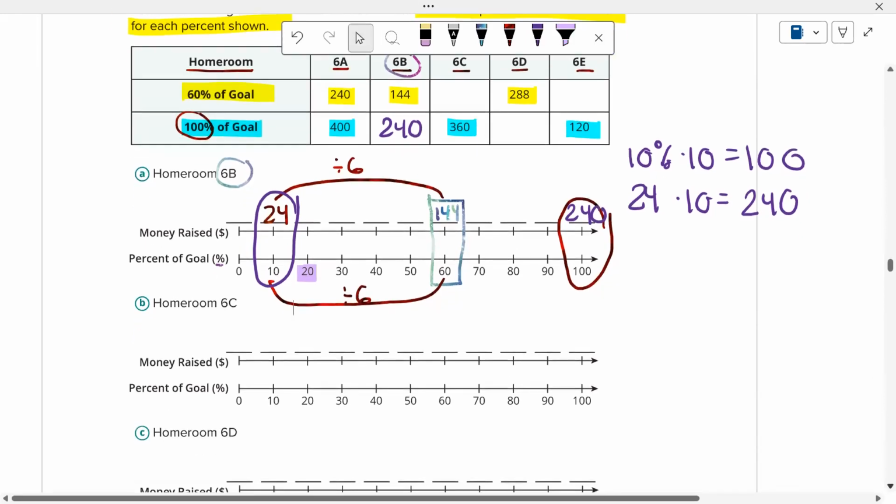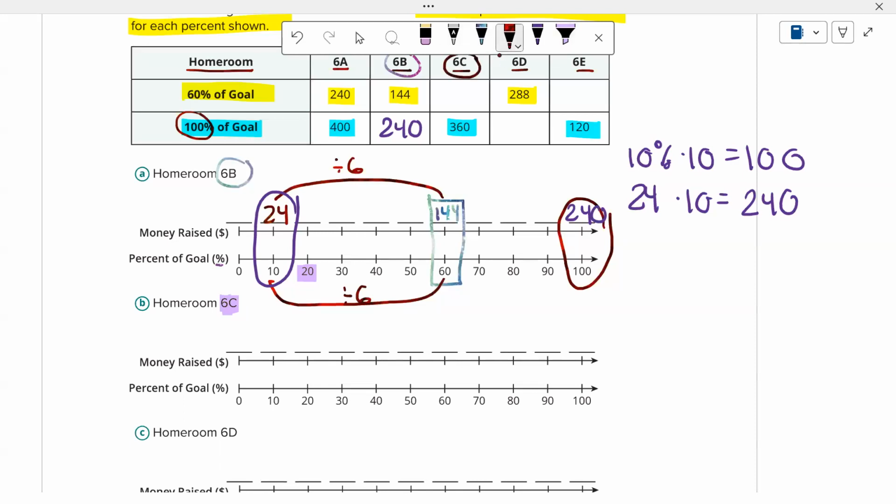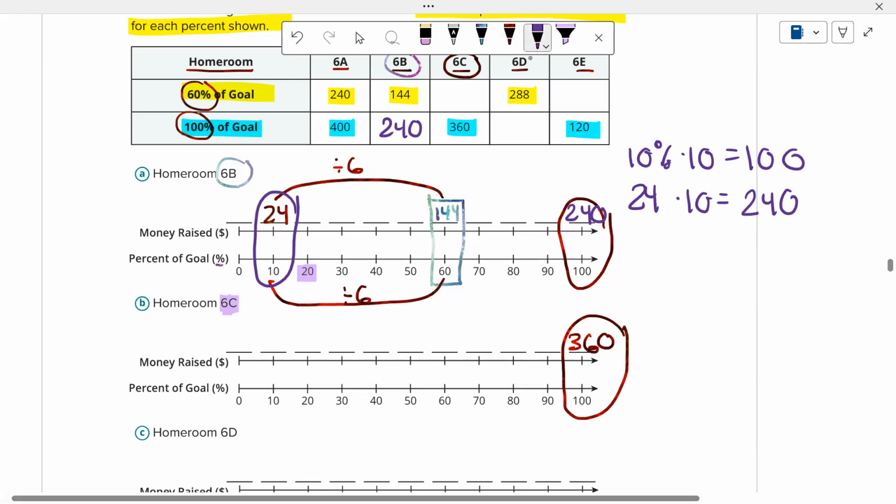I'll do letter B. It says look for 6C. So, is this thing working? Okay, it's working now. So 6C, so 100% is 360. So we know 100% corresponds to 360. I want to know 60% of the goal. So what I want to know is in purple. I want to know 60%.